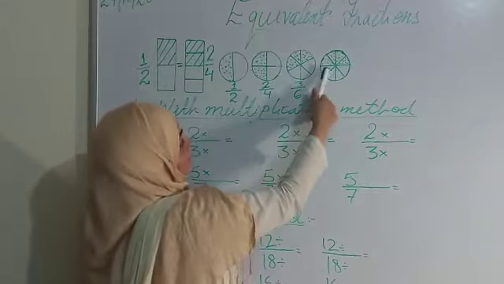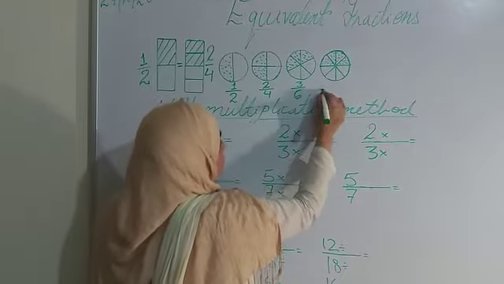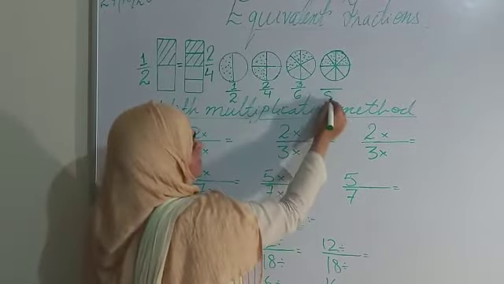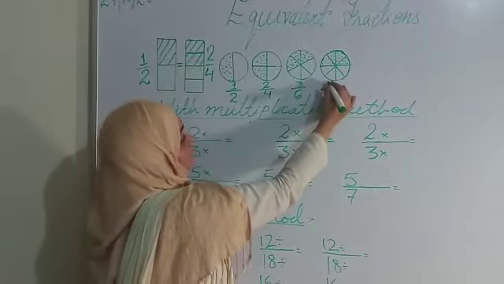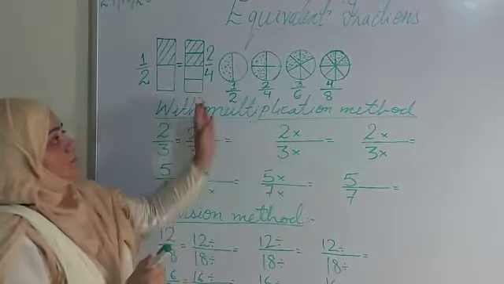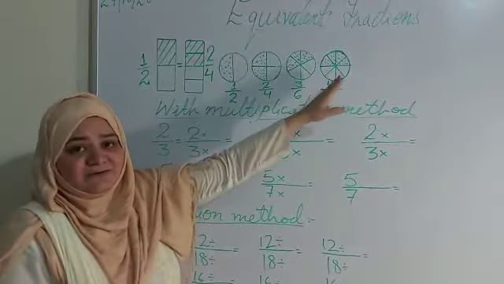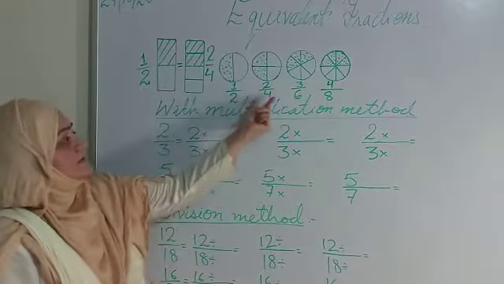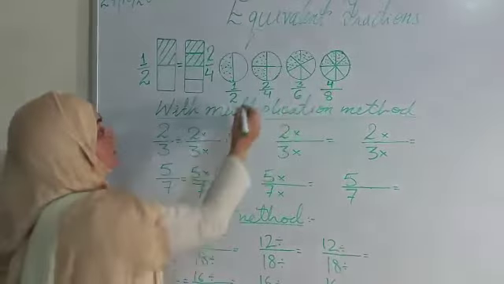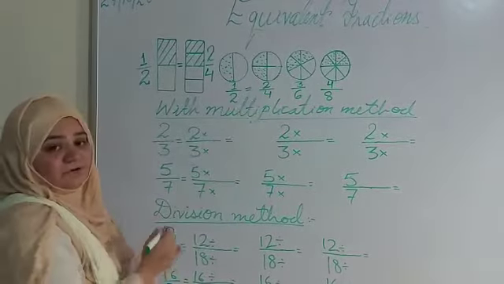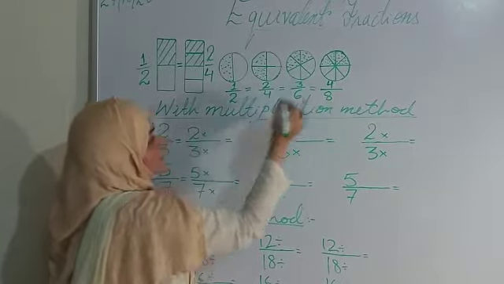Again this figure is divided into how many parts? 1, 2, 3, 4, 5, 6, 7 and 8. So what will we write in denominator? 8. And what will we write in numerator? 4 are shaded. 1, 2, 3, 4. So looking at the figures you can see all the shaded parts are equal, but they are represented differently for different figures. They are equal. So half is equal to 2 upon 4, that is equal to 3 upon 6, that is equal to 4 upon 8.